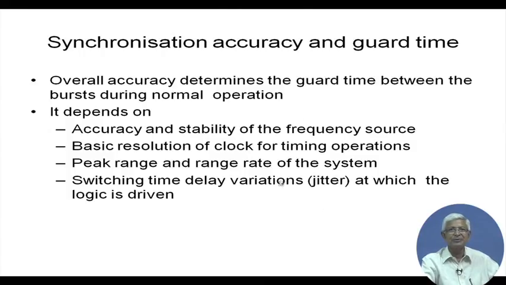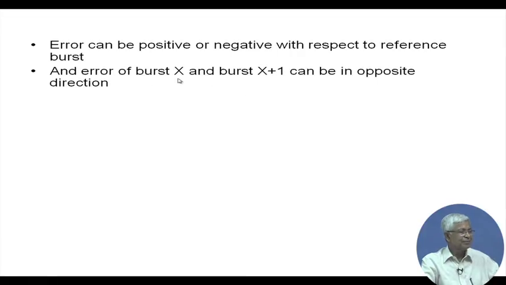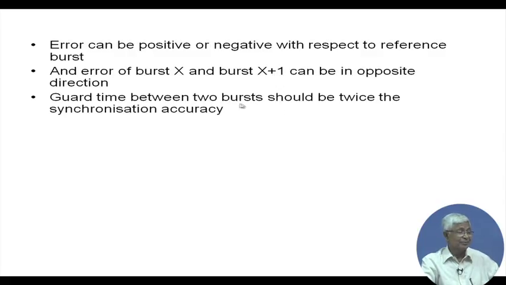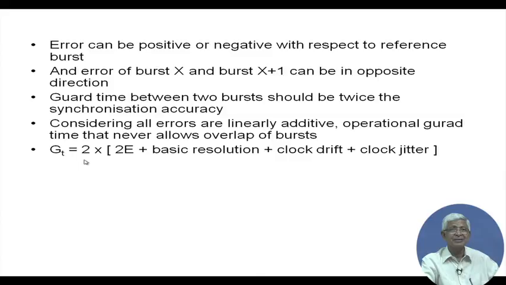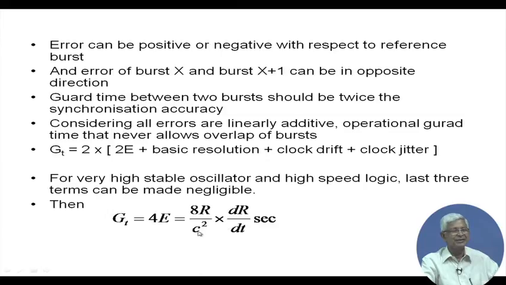So, all these contribute to the error, and the error can be positive or negative with respect to the reference burst. So, the errors of bursts x and x1 could be in opposite directions. So, the guard time between two bursts should be twice the synchronization accuracy. So, considering all errors, GT is 2 times 2E, plus basic resolution, clock drift, clock jitter all together. Now, these last 3 points are small, with a highly stable oscillator. So, therefore, GT is 2 times 2E, that is 4E, which is 8R by C square into dR/dt seconds.